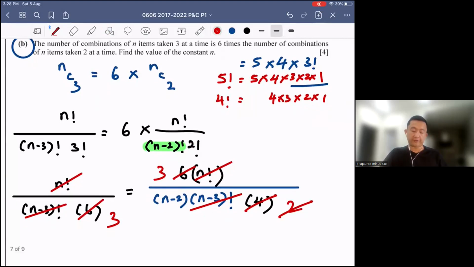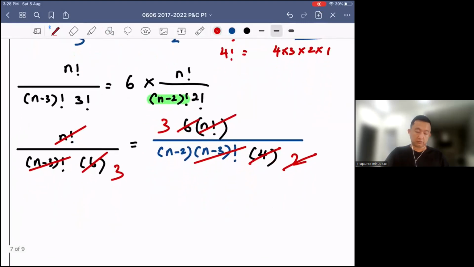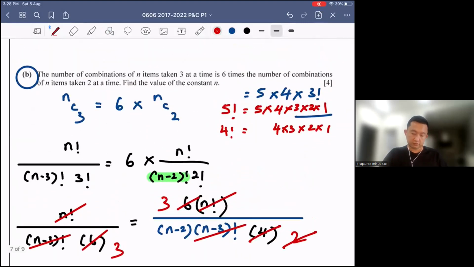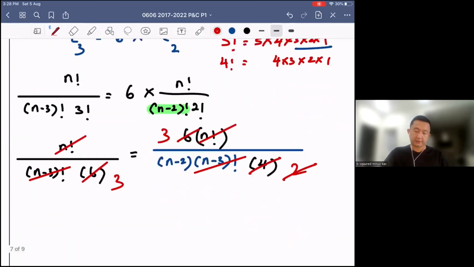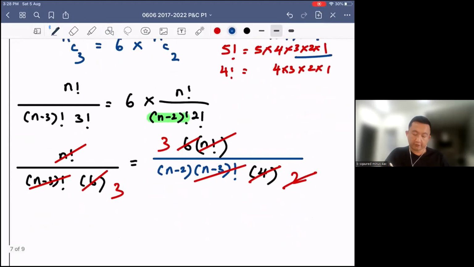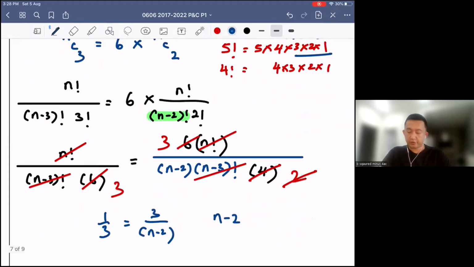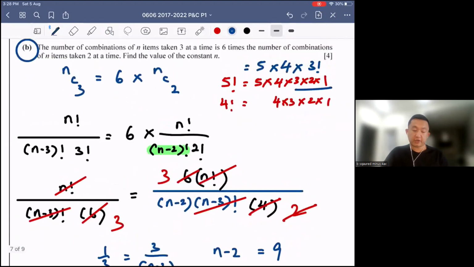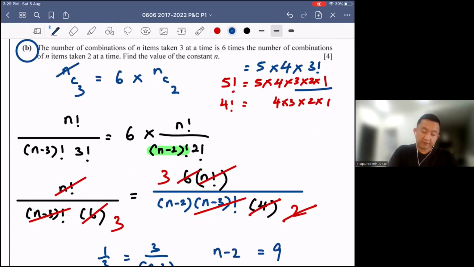So what do you have now? What you have now is 1 over 3 equals to 3 over n minus 2. Just a linear equation, am I right? So n minus 2 equals to 9, n equals to 11. Now let's check it out. If the answer n is 11, is it correct?